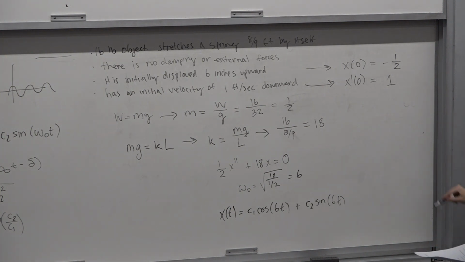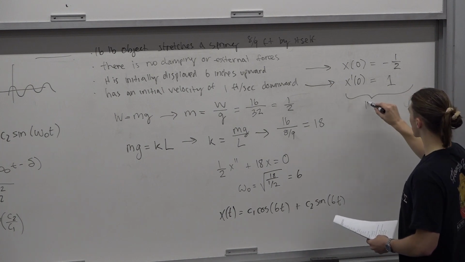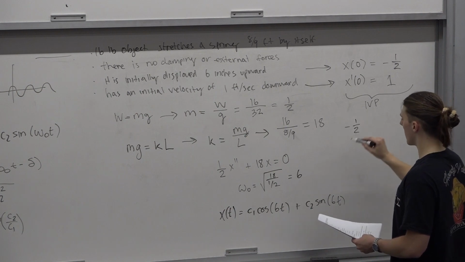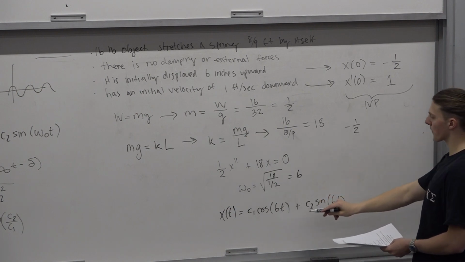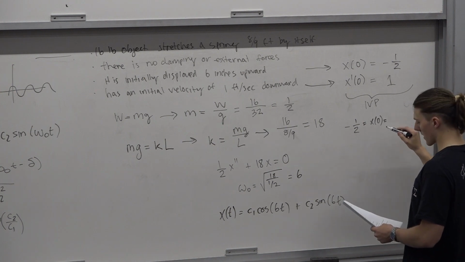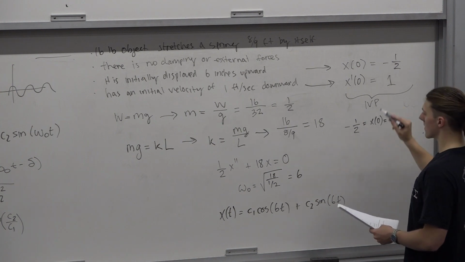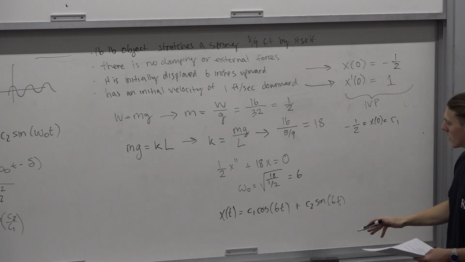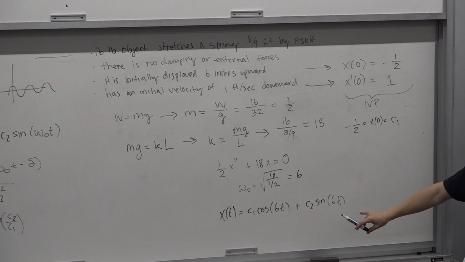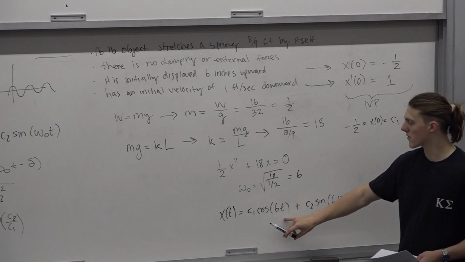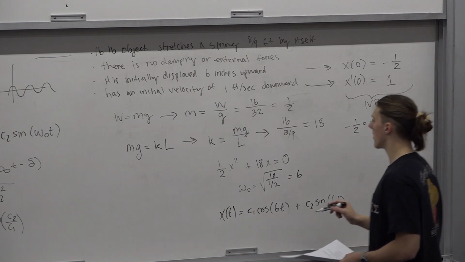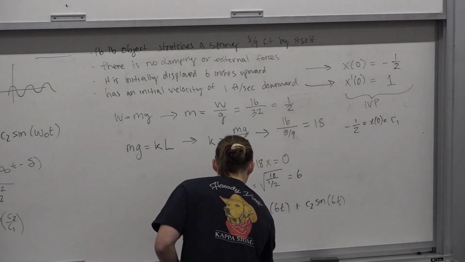And then let's plug in our initial conditions, the IVP problem. So when t is 0, we get something like this. We just get C1 because sine of 0 is 0, cosine of 0 is 1. So we just get C1. And then let's calculate our derivative here.